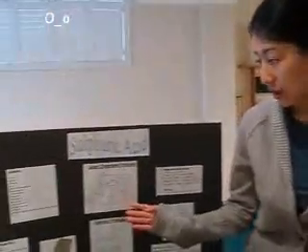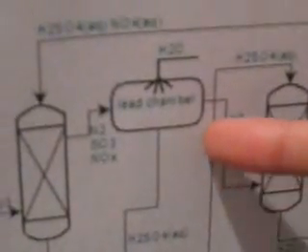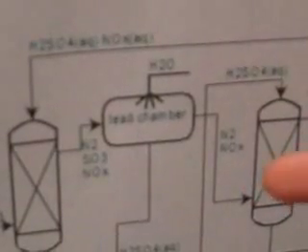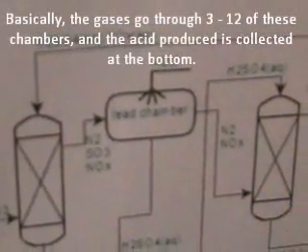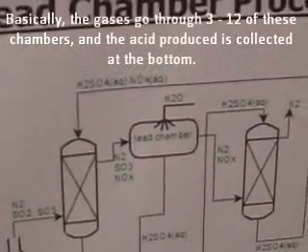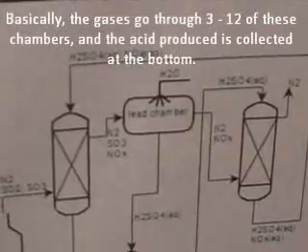The remaining gases, which contain sulfur dioxide, some sulfur trioxide, nitrogen oxide, nitrogen, and oxygen, are then passed into another chamber, a lead-lined chamber. There is only one lead chamber in this diagram, but in some plants, the gas can go through from 3 to 12 of these chambers, and the acid produced in each chamber would be collected at the bottom of each of the chambers.